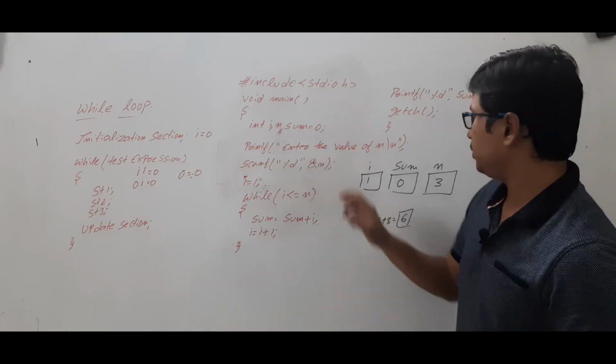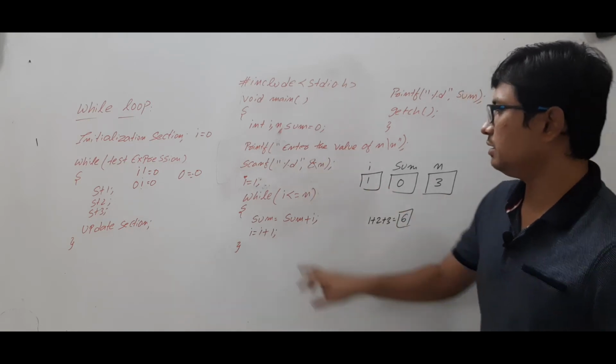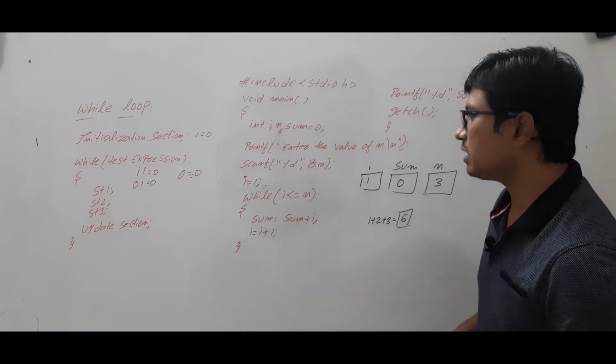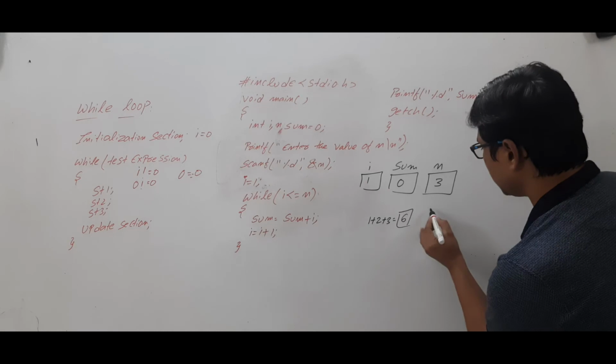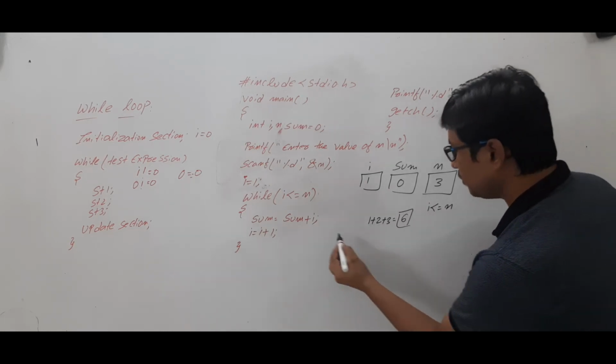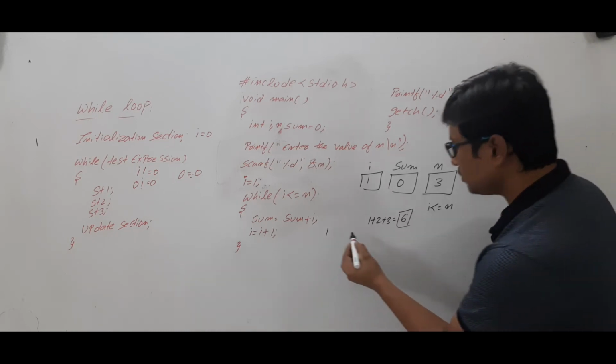Now the user has entered the n value as 3. Now look at the condition, while i less than or equal to n. What is the i value? Write the statement here: i less than or equal to n. What is the i value? The i value is 1, n value is 3.